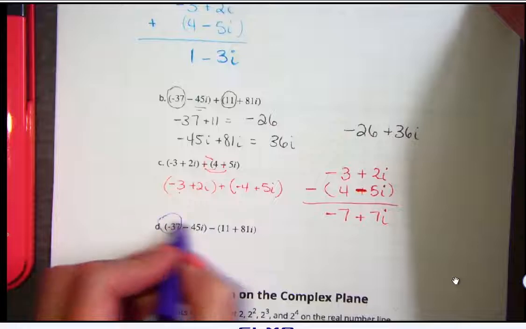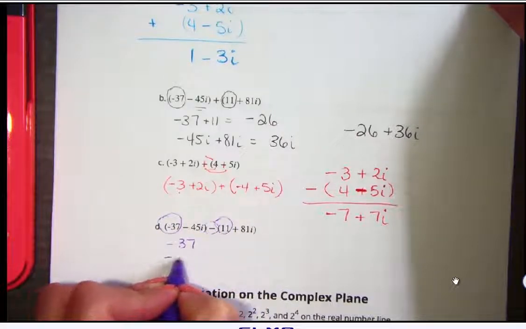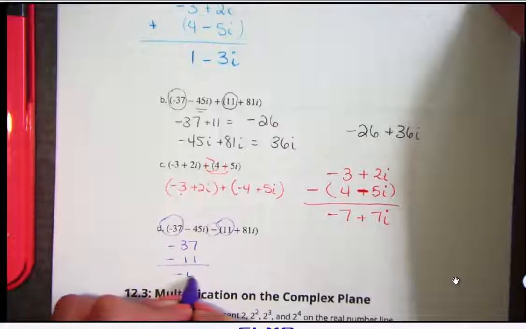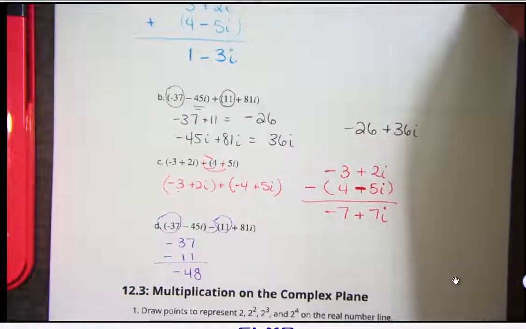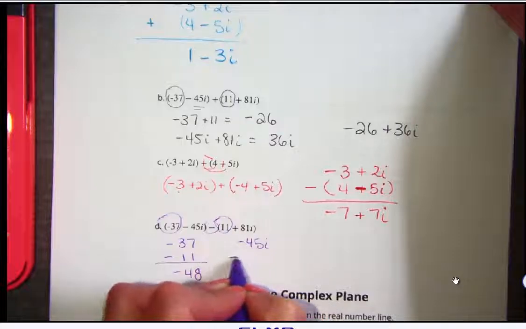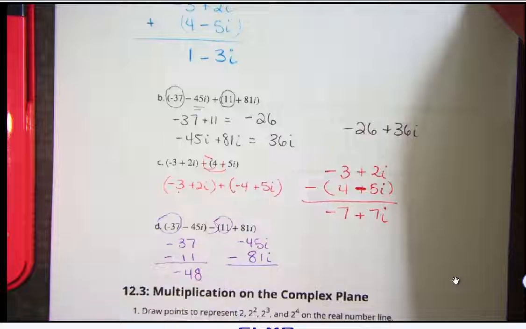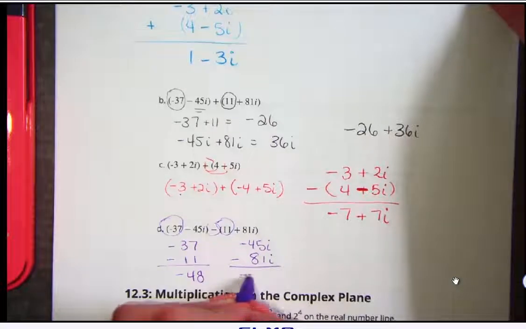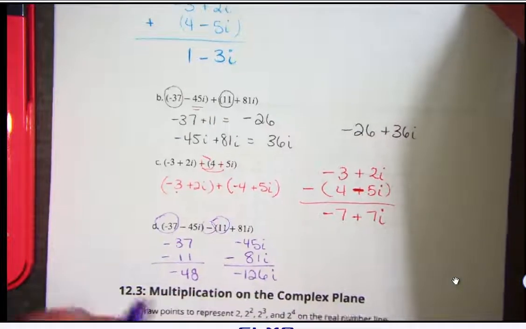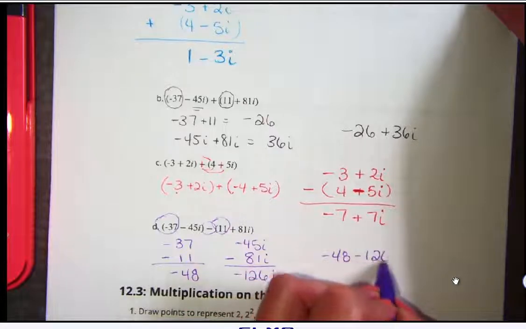Or taking those real parts and subtracting negative 37 minus 11 more is negative 48. Negative 45i minus positive 81, but that's really more subtraction going on. Negative 45 minus 81 more is negative 126. So we have a negative 48 minus 126i.